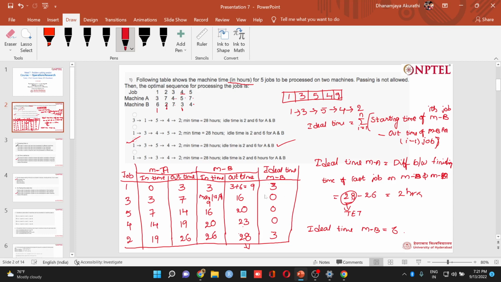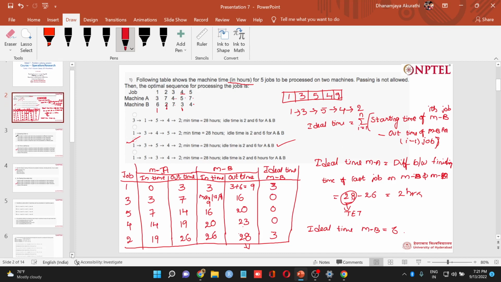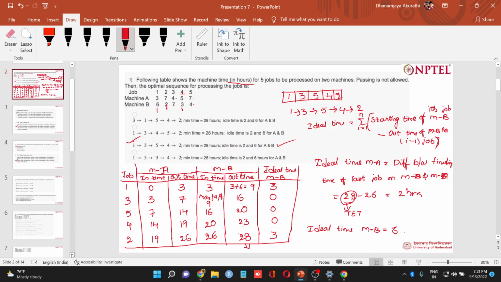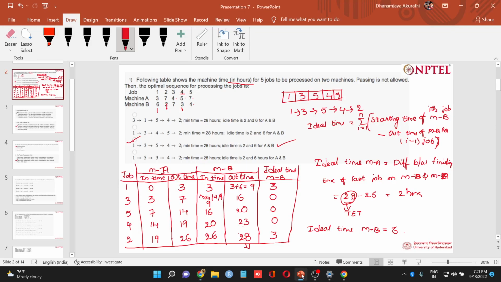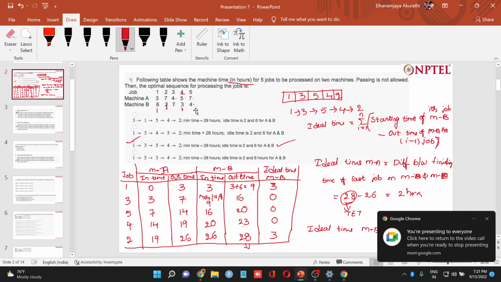The idle time of mission B is what we considered for each job in this column, and then adding all those gives the idle time for mission B. As this is only the optimal sequence, that is, minimizing the total elapsed time, if you consider any other sequence and check it, the total elapsed time might be greater than the 28 hours we obtained here. Whoever asked the question in the chat box, for them I told, this is only the optimal sequence. It's correct.